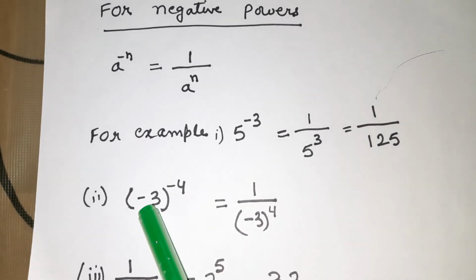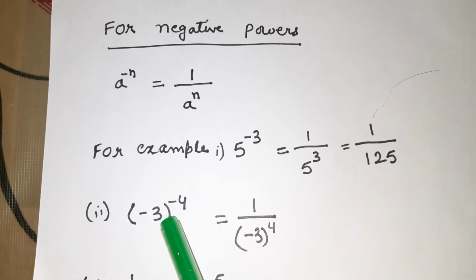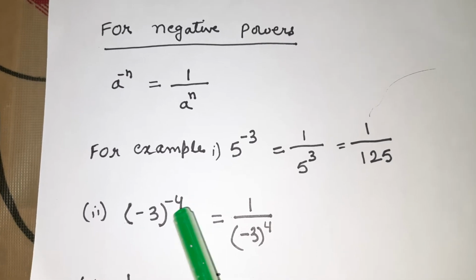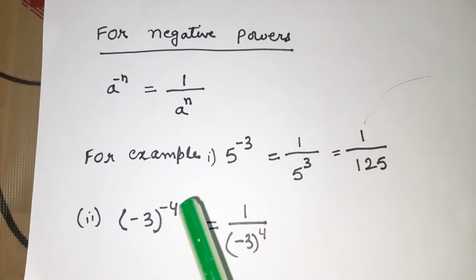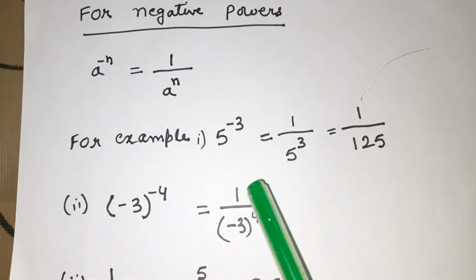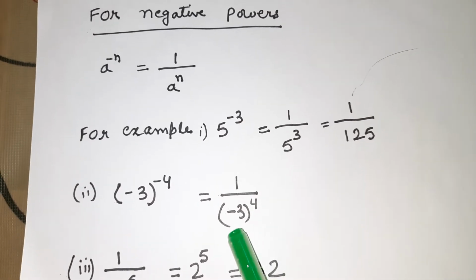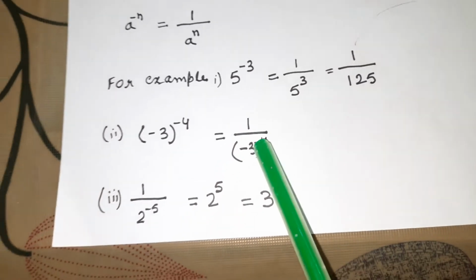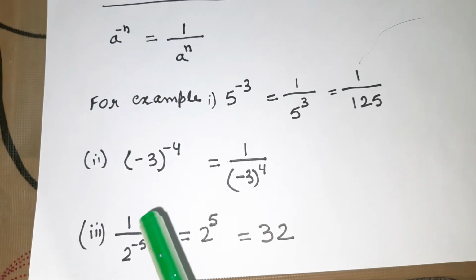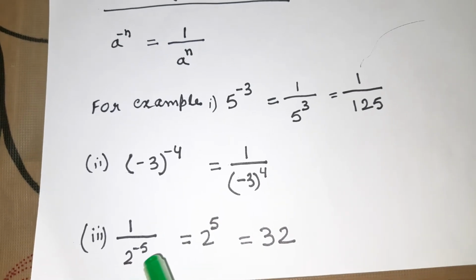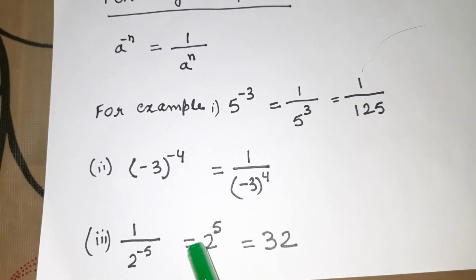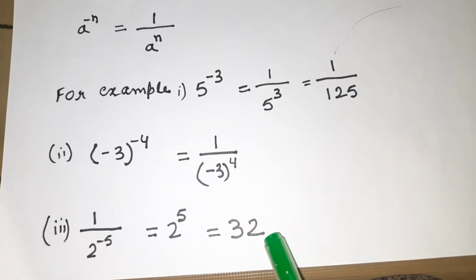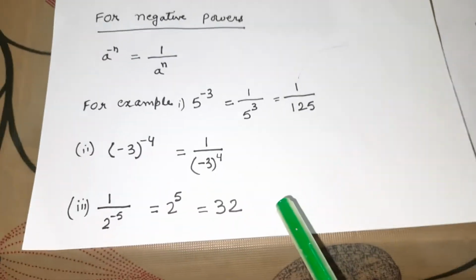Let us take another example. Minus 3 raised to the power minus 4. How will you change this negative into positive? Just take the reciprocal. It means 1 upon minus 3 raised to the power 4. Let us take one more example. 1 by 2 raised to the power minus 5 means 2 raised to the power 5, which is equal to 32. Is it clear? Okay.